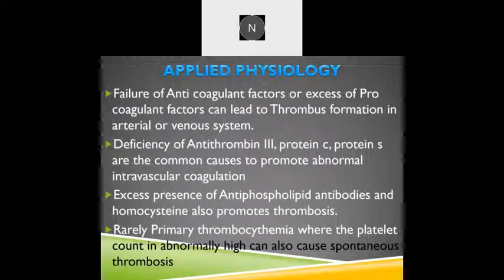And failure of anticoagulant factors, or sometimes an excess of procoagulant factors, can also lead to thrombus formation in the arterial or venous system. Deficiency of antithrombin III, protein C, and protein S are common causes that promote abnormal intravascular coagulation. Excess antiphospholipid antibodies and homocysteine may also promote thrombosis. Rarely, primary thrombocythemia, where the platelet count is abnormally high, can also cause spontaneous thrombosis. So these are all the factors resulting in intravascular thrombosis.